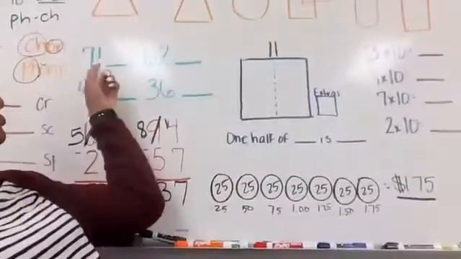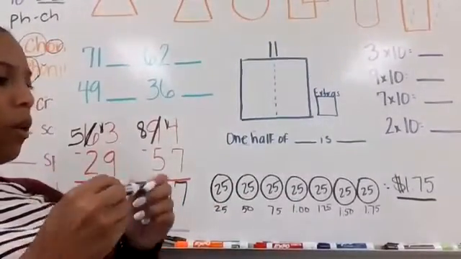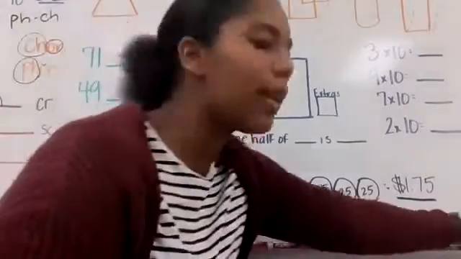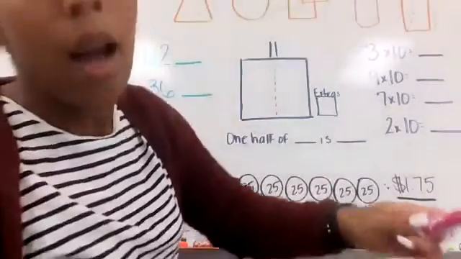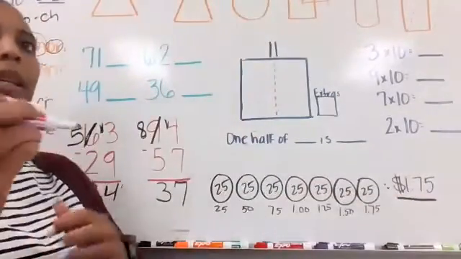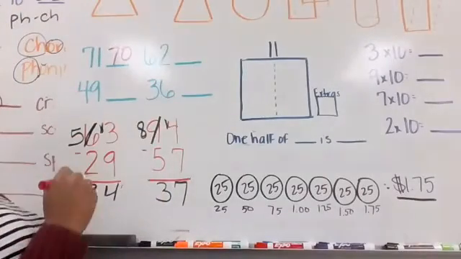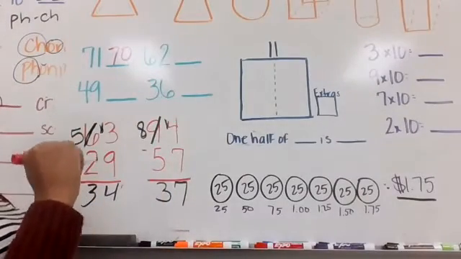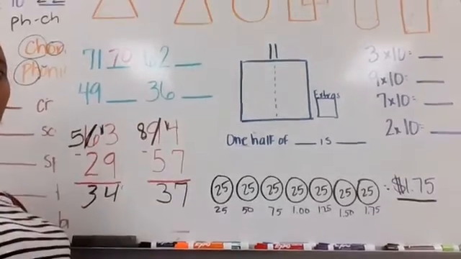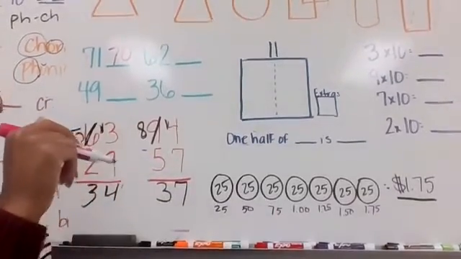So I have 71. What's my nearest 10 with 71? Which 10 is it closer to, 70 or 80? 70. 49. What's my nearest 10? 40 or 50 for 49? What's the nearest 10? Josiah?